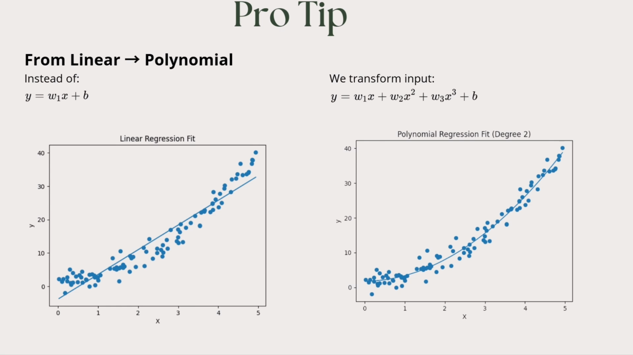Here the model still is linear in terms of weights, but the relationship becomes non-linear. This is called polynomial regression and it can help capture more complex patterns in the data.